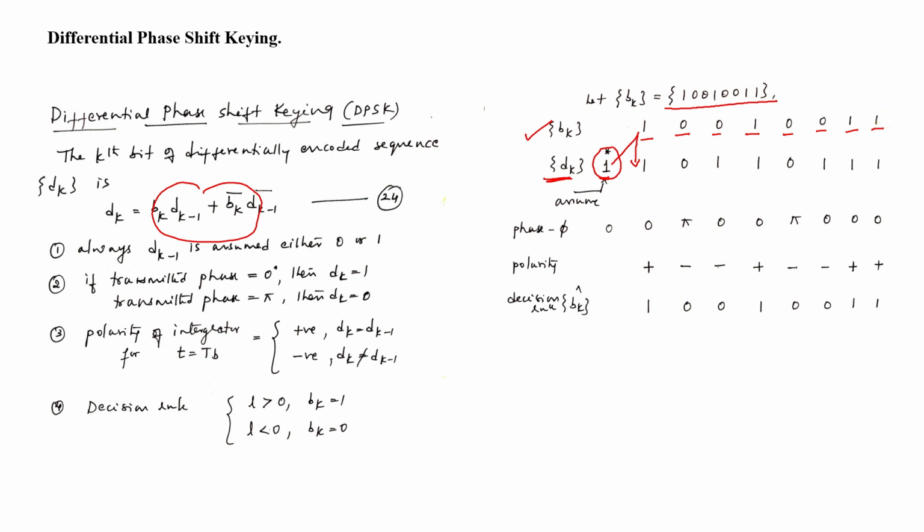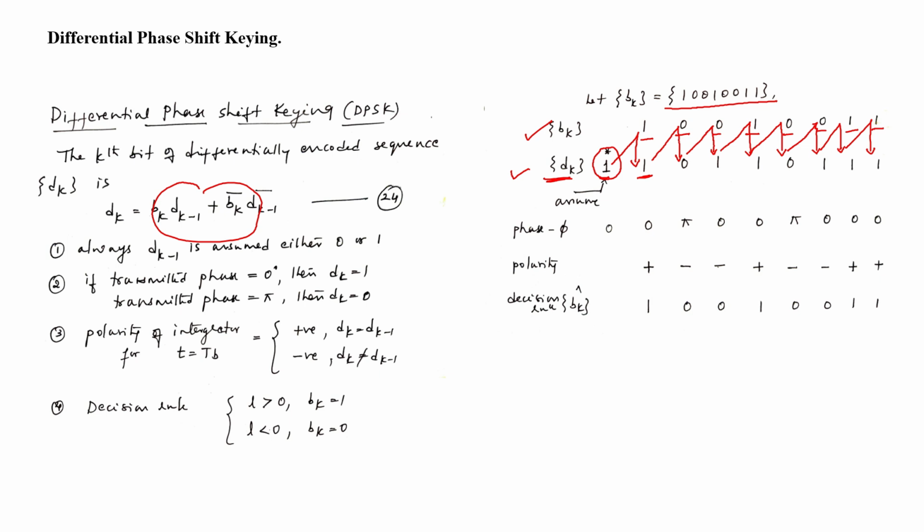According to XNOR logic, if both bits are same, then output is 1. If both bits are different, output is 0. Here both are same, output is 1. Here both are same, output is 1. Here the previous and present bits are different, output is 0. Both are same, therefore output is 1. Hence, we are able to encode the transmitted bit like this.